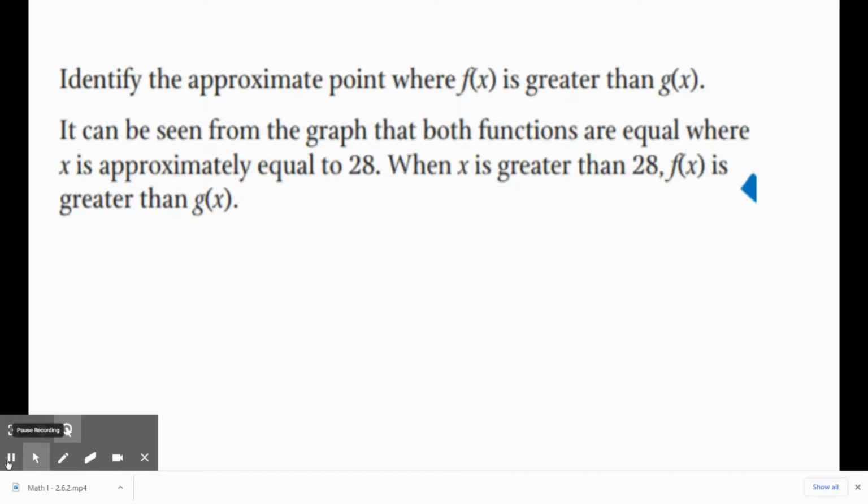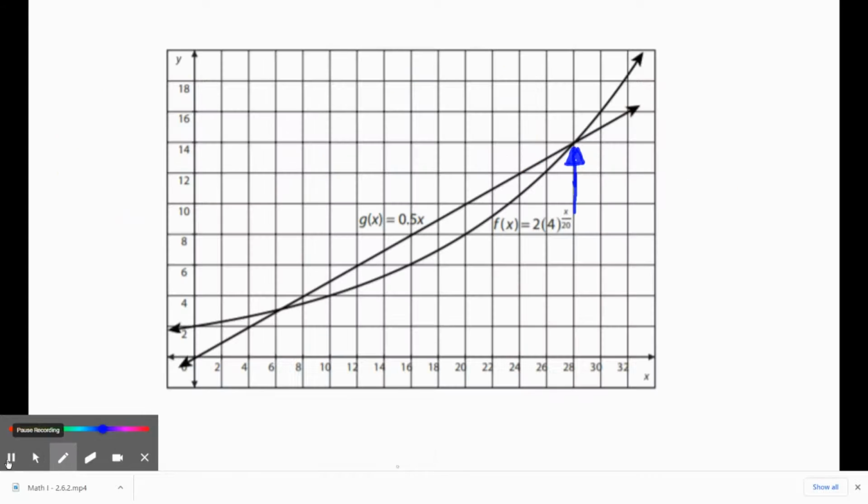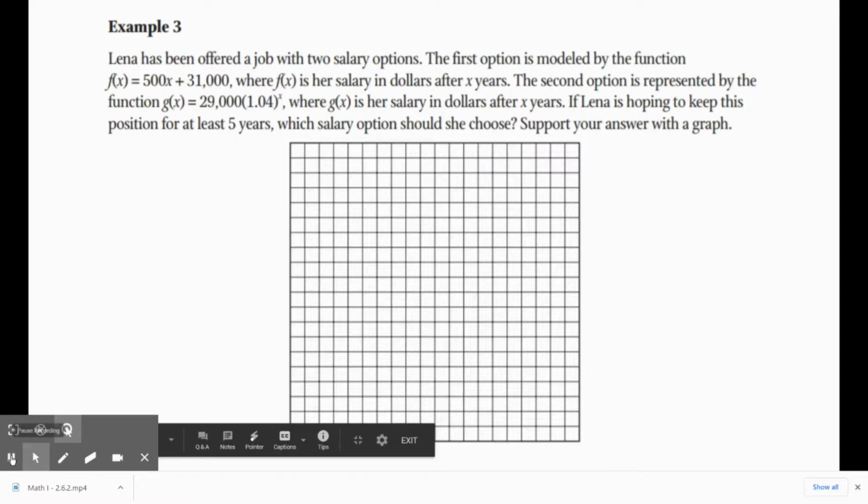So we can identify the approximate point where f(x) is greater than g(x). It can be seen by the graph that both functions are equal when x is equal to approximately 28. Right when x is equal to 28 is where f(x) starts to become greater than g(x).